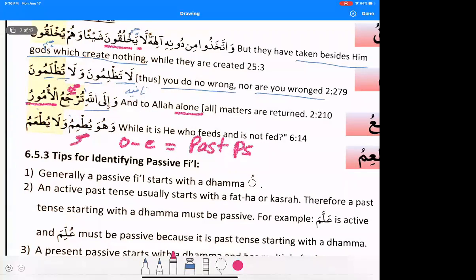Wahuwa yut'imu, while it is he who feeds. Talking about Allah subhanahu wa ta'ala. He is the one who feeds. Wala yut'amu, and he is not fed. So now yut'amu, I hear u sound, and now look, this e sound has changed into a sound. So that is perfect match for our present passive. So this is our present passive tense. And our naib fail is again huwa in here.